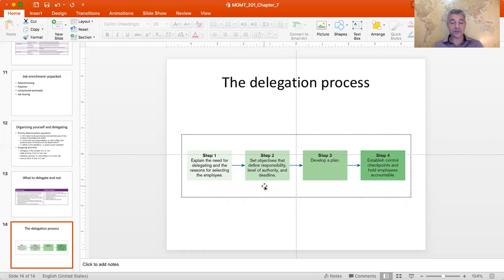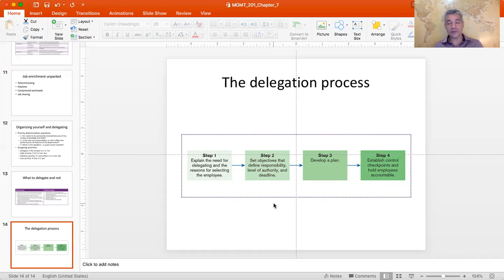Step two, you set objectives for that person and you define responsibility. You say, okay, you specifically are responsible for this. You define the level of authority, right? So you remember authority to inform, to recommend, and those four levels, and deadlines. Goals absolutely have to have deadlines within the organization to be meaningful. So you remember we talked about those SMART goals. You remember the acronym. So deadlines are essential.